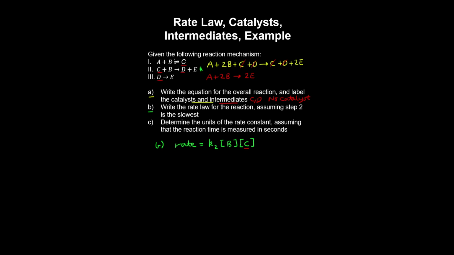So here we'll use the pre-equilibrium approximation because the first step is faster and we can assume that equilibrium is reached quite quickly. So in the forward direction, the rate at which A and B are consumed is equal to the rate at which C is consumed in the backward reaction.